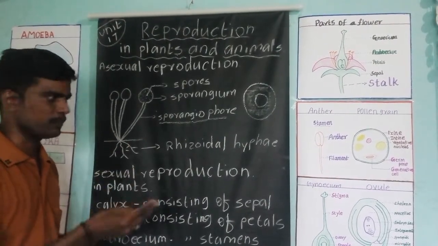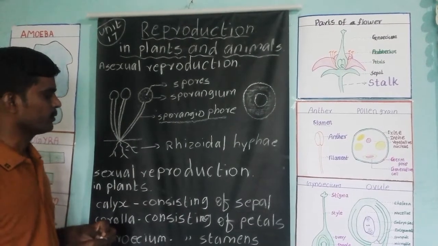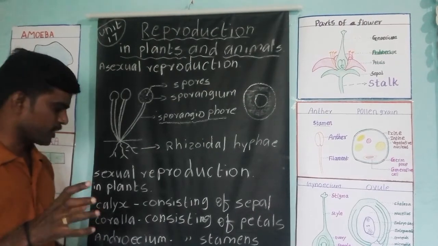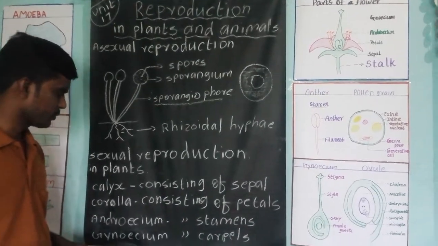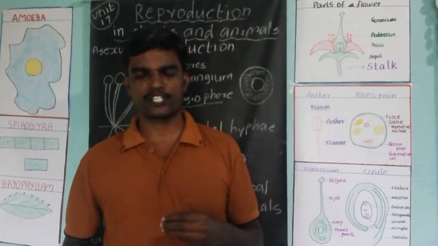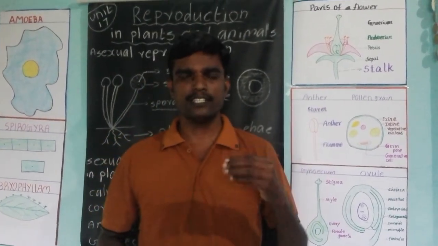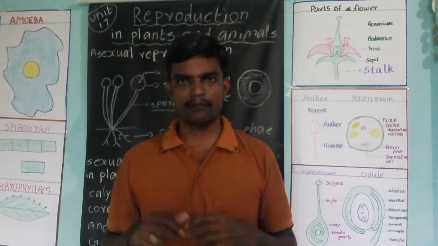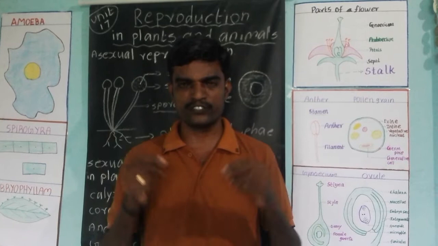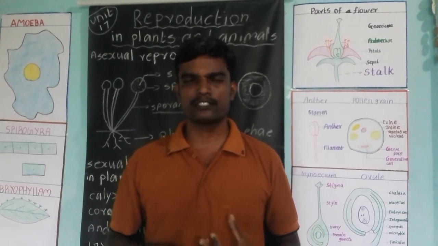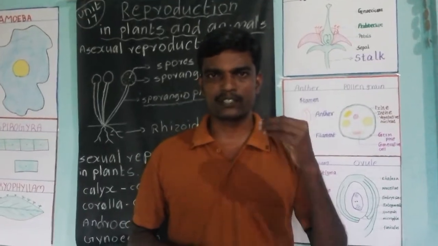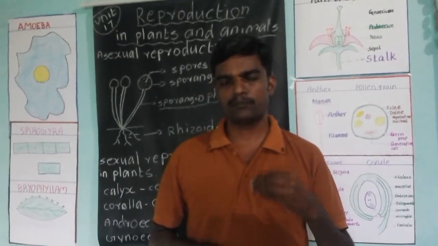Some other organisms also show this. So that is about asexual reproduction. Next we are going to see sexual reproduction. Sexual reproduction needs male and female gametes. When the male and female gametes fuse, a new organism is formed. First we are going to see sexual reproduction in plants.